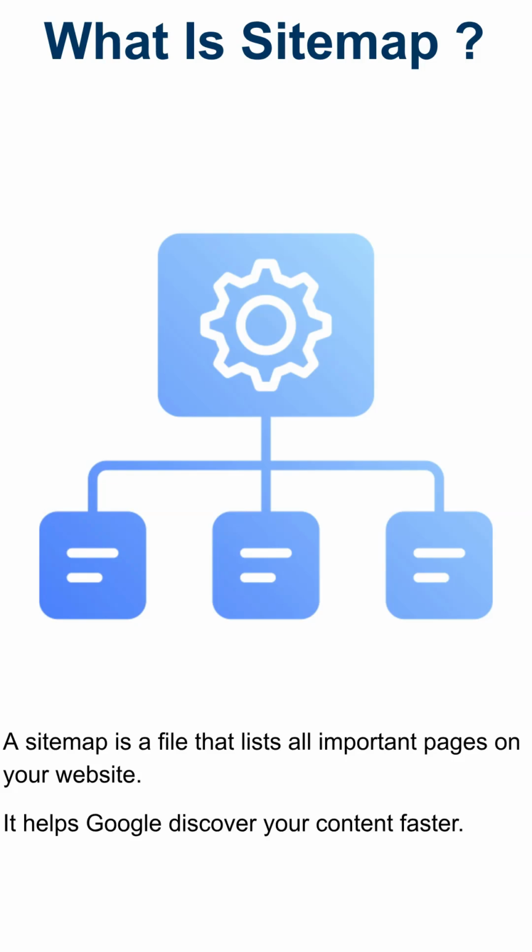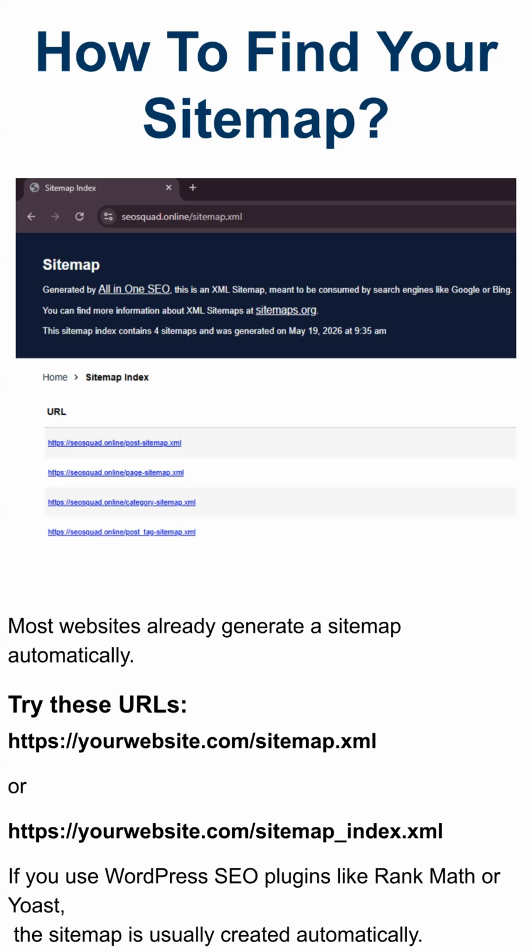Part 1. What is a sitemap? A sitemap is basically a file that contains all important pages of your website. It helps Google understand what pages exist, which pages were updated, and what should be crawled. Think of it like giving Google a roadmap instead of making it search blindly.